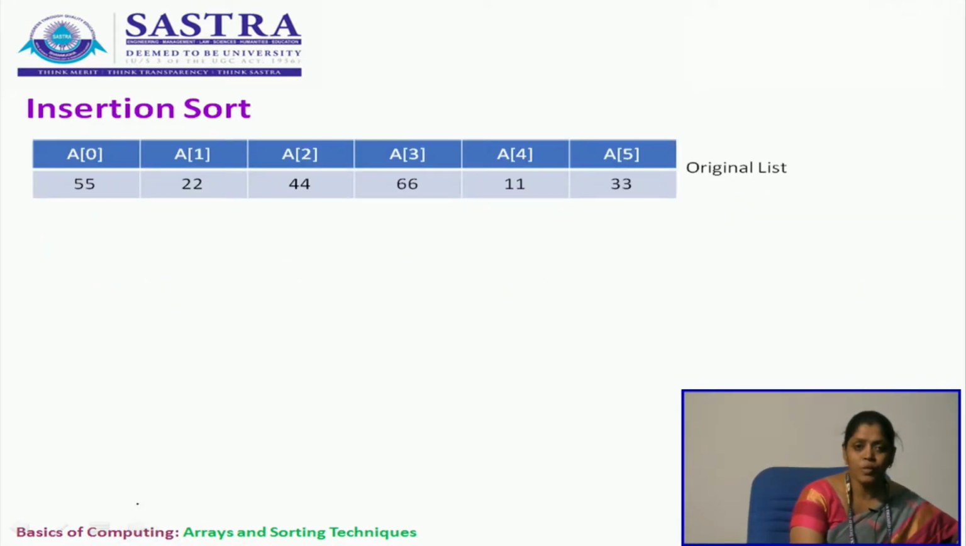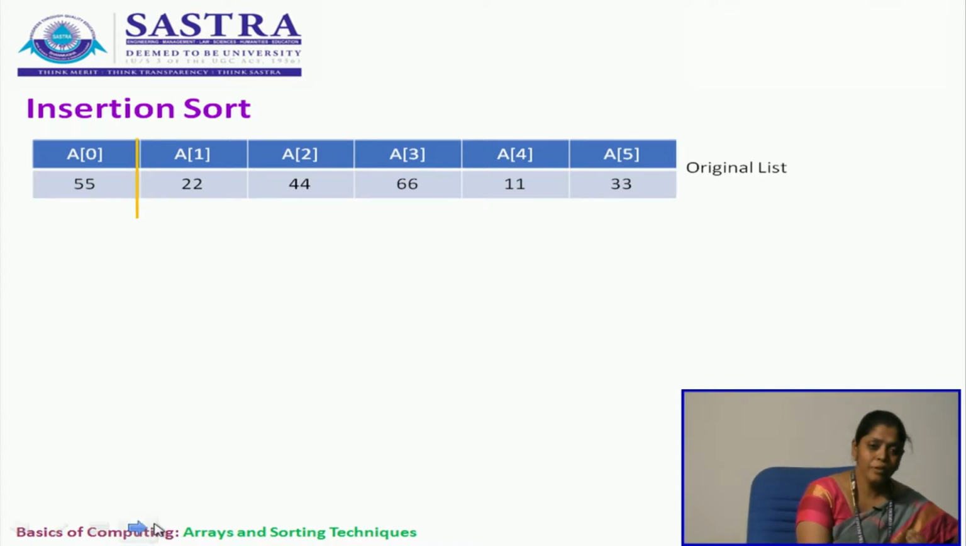So this is the array which we have taken for execution. Let us consider the array name as A. The size of the array is 6, that is why the subscript starts from A of 0 and ends with A of 5. The elements of the array are in unsorted fashion: 55, 22, 44, 66, 11 and 33. This is the original list which we are going to receive from the user, which we have to sort in ascending order. The smaller elements are supposed to be in the first position and the largest element must be in the last position. That is the objective.